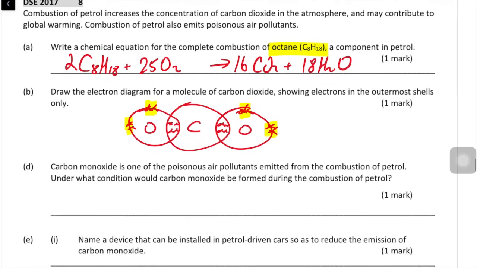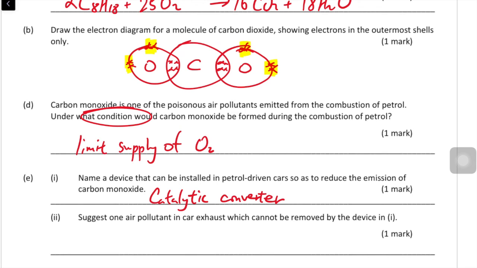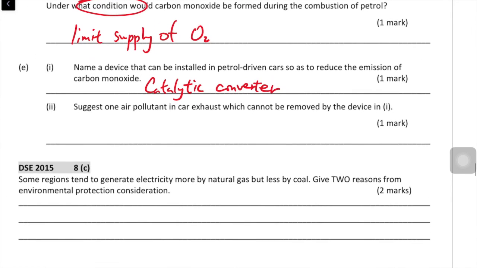The next one is under what? Okay, now please be careful. Under what condition? Some of you may write down incomplete combustion. No, this is not a condition. The condition will be limited supply of oxygen. This should be the condition. Incomplete combustion is only the result. Okay, name a device. So easy. It is catalytic converter. Make sure don't spell the word converter wrongly, right?